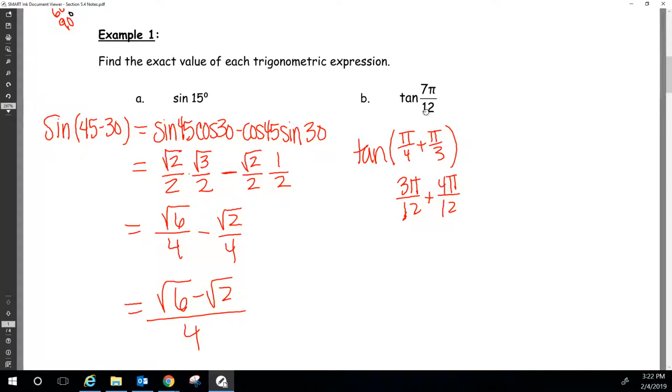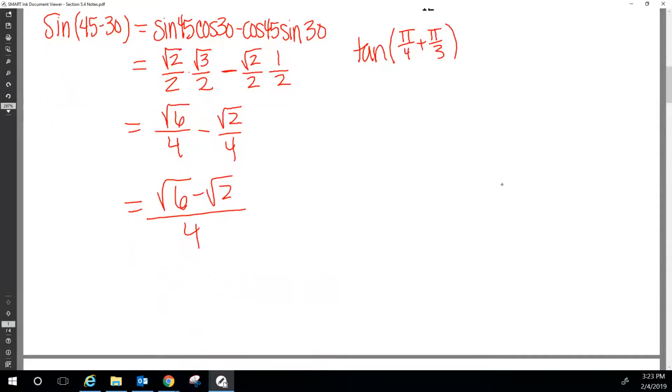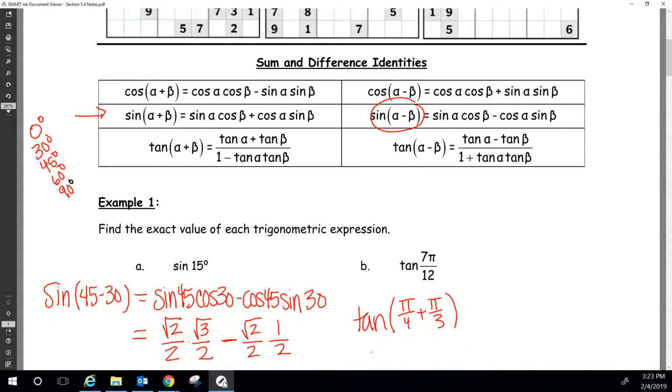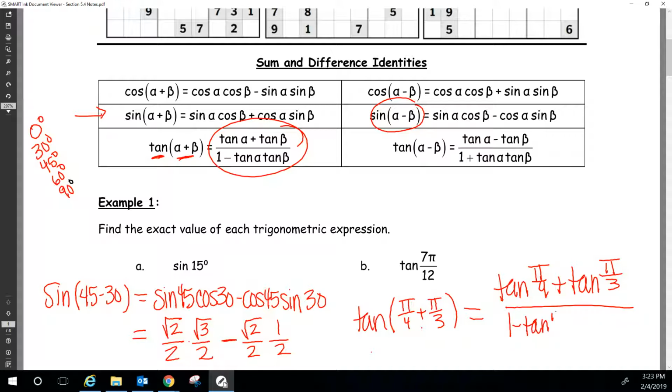But how you find it is look for two numbers that multiply to give you this, and then either add or subtract to give you the numerator. All right, once we know our two angle measures, then it's just a matter of plugging it into the identity. So here, I want the tangent identity where we are adding the angles. So tangent identity where we are adding the angles would be this guy here. So this is going to be tangent of pi over 4 plus tangent of pi over 3 divided by 1 minus tangent pi over 4 times tangent pi over 3.